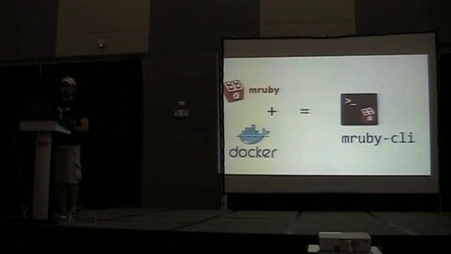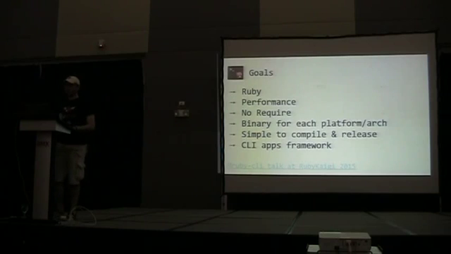Here comes MRUBY-CLI. MRUBY-CLI is a framework to build CLI applications that you can deploy on any platform and architecture, thanks to Docker. The goals of MRUBY-CLI are to write CLI applications with Ruby, to get good performance, to not rely on a runtime, to have a binary for each platform and architecture, and to be simple to compile and release. To summarize, it's a framework to build CLI applications, such as Rails is a framework to build web applications.